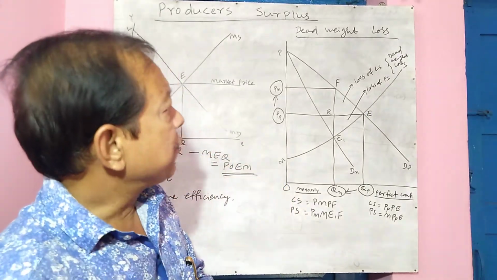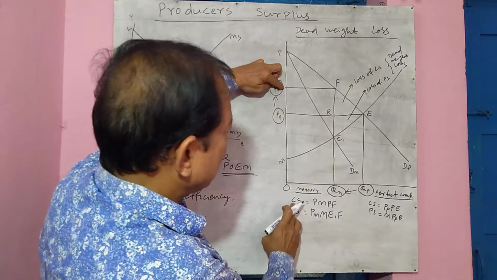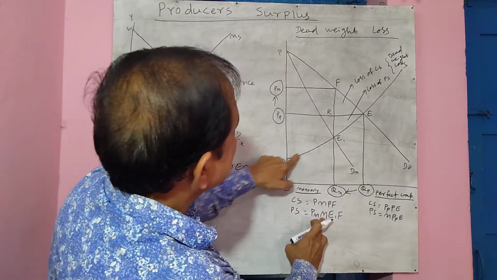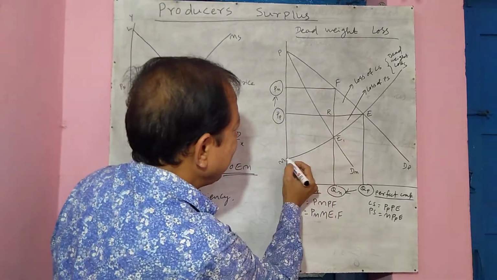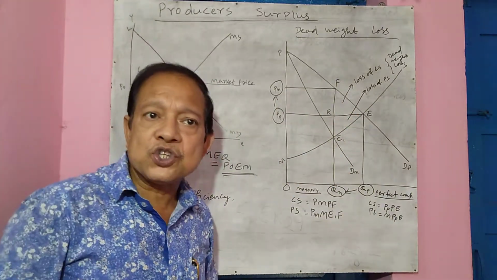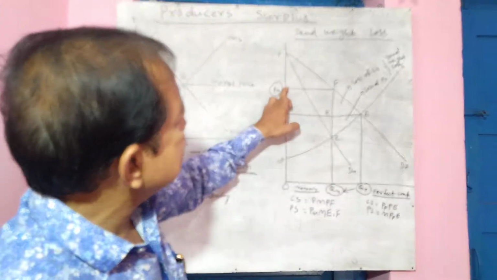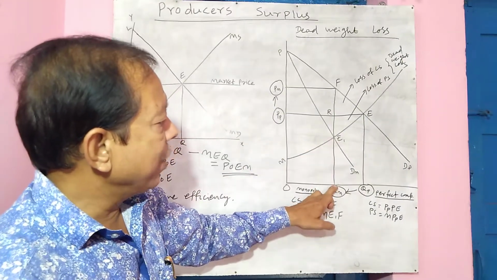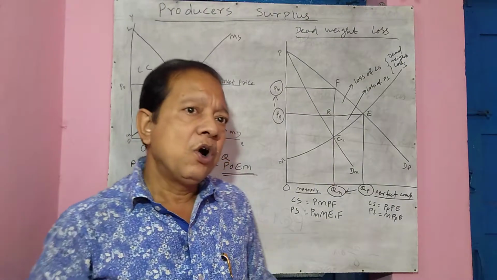Therefore, the total producer surplus will be PM, F, E1, M. This entire area is the producer surplus for the producers under monopoly. Because here the total revenue is this whole area and the marginal cost is simply OM, E1, QM, and the rest, whatever is left, is the producer surplus under monopoly.